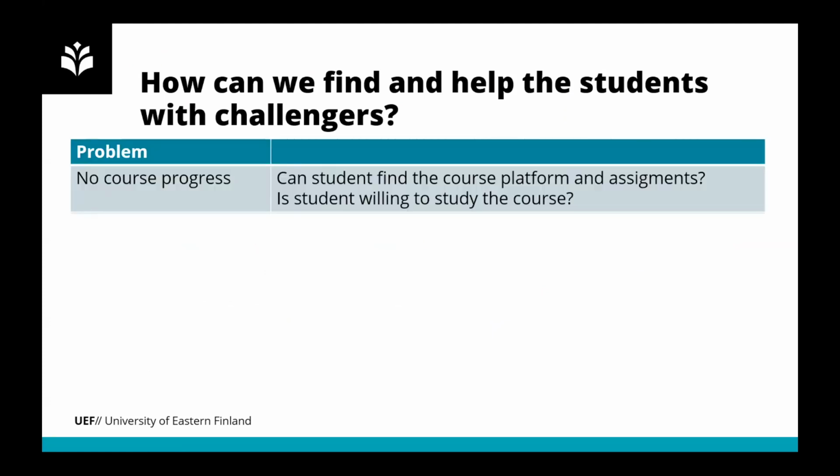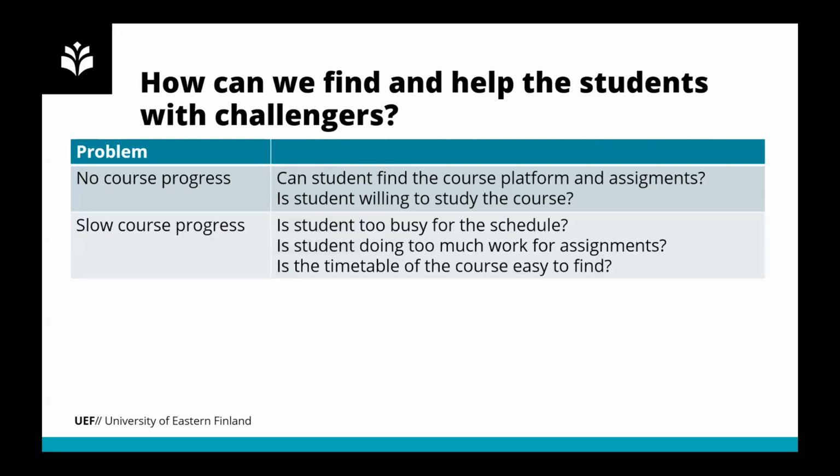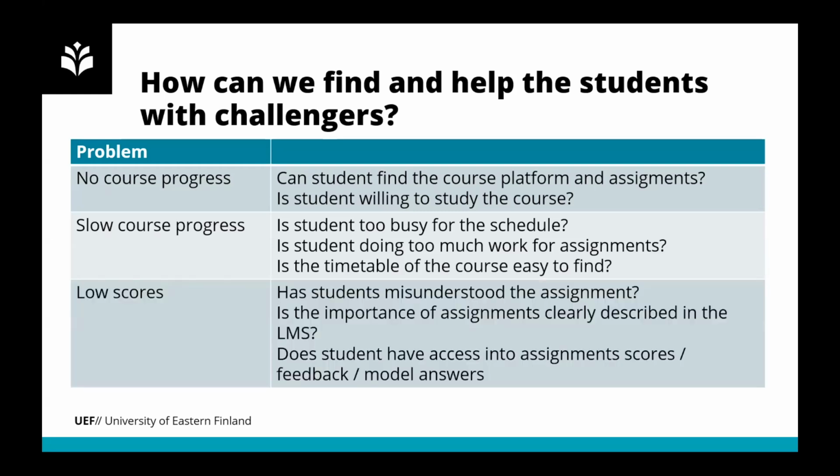For example, there is no course progress. In some cases the student can't find or have access to the learning material, or they are working but working too slowly, because they usually have other courses going on. In some cases I have seen that students are working but working too much for the course I'm holding. They are writing pages and pages and pages when I ask them to write a short half a page summary. And then it might be the low scores also.